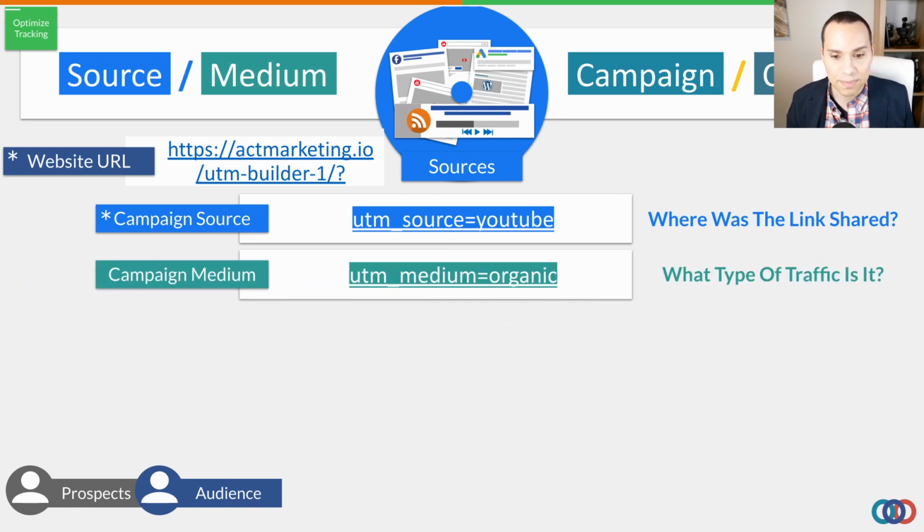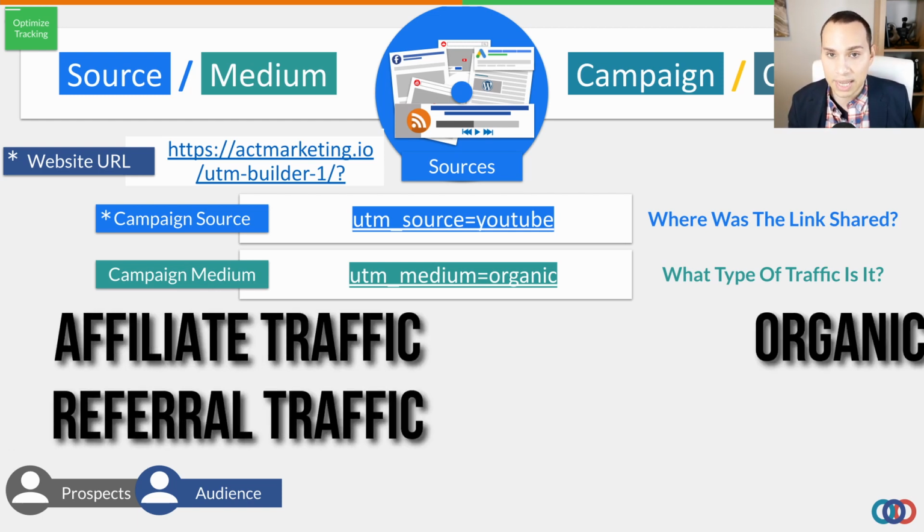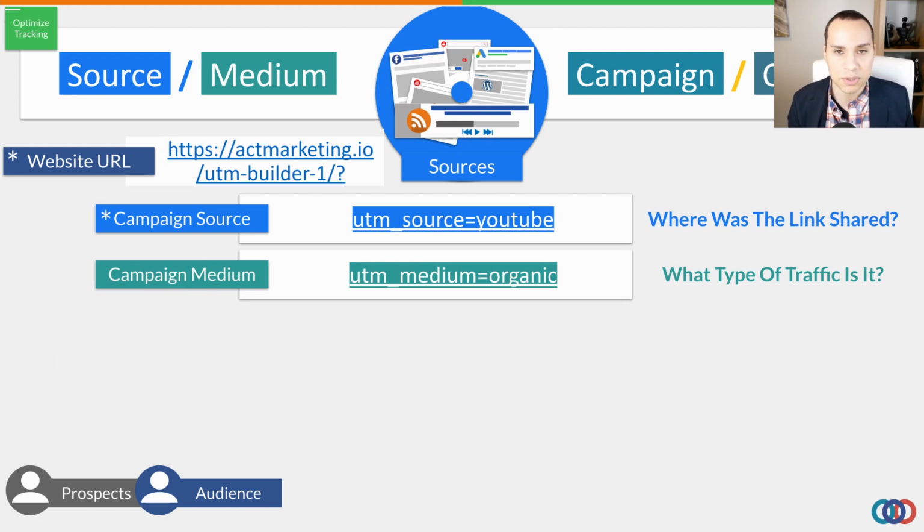So then we have campaign medium. So this is what type of traffic is it? Is it affiliate traffic? Is it referral traffic? Is it organic, or is it paid? Organic and paid is pretty much what you're going to be using. The others are a little more advanced.